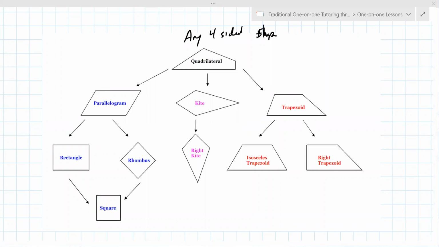Okay, wait. How can some rectangles be a square, or the other way around? Because I understand everything else except that one for some reason.